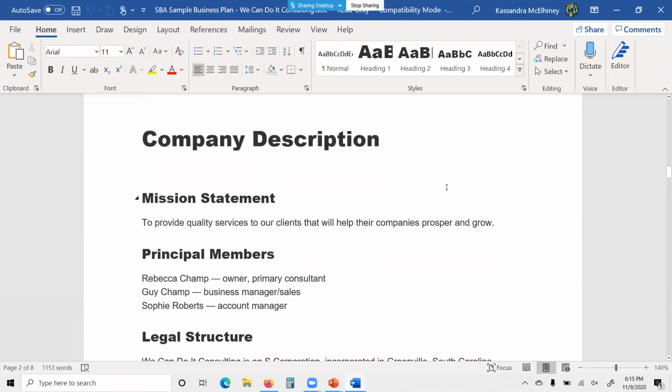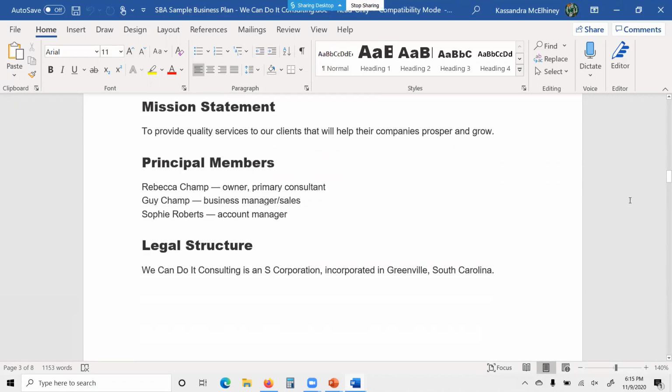So we get a company description with a mission statement. Who are the principals involved in the business? And what is the legal structure? This business is not only a corporation, it's an S corporation. And it told you exactly where it was incorporated. For most states, that information is public. So for the state of Illinois, you can go on to the Illinois Secretary of State's office, which governs corporations and LLCs.